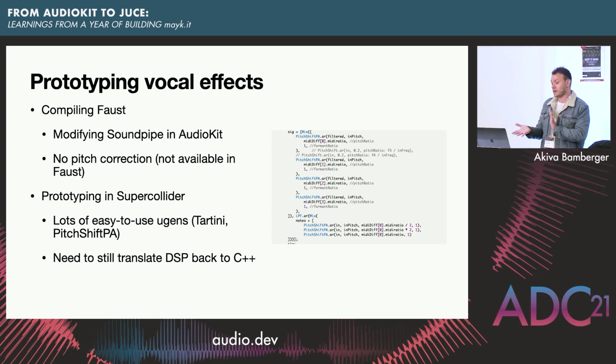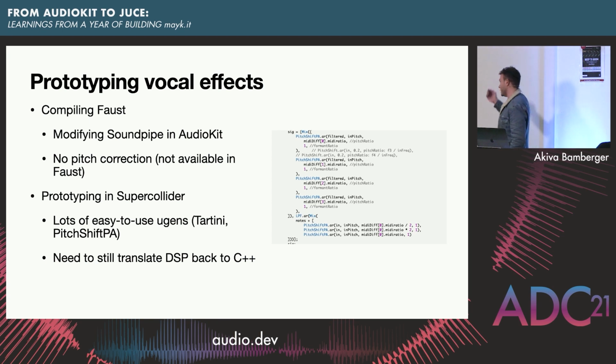And that's where we started, again, modifying some of the SoundPipe code, which is mostly Faust. If you play with Faust and you compile it down, you can build these vocal effects very easily and plug them into AudioKit, and I'll get into that in a second. The other thing that we did a lot of was prototyping in SuperCollider. If you haven't played with SuperCollider before, how many of you have played with SuperCollider before? Okay, a healthy number.